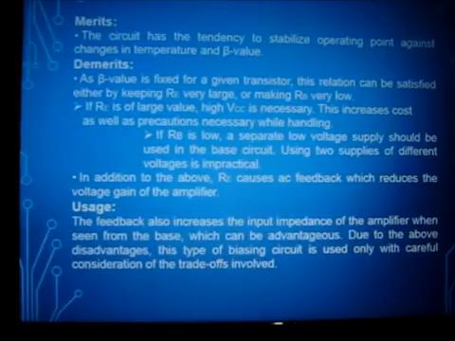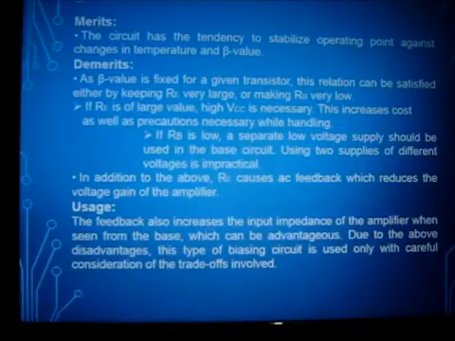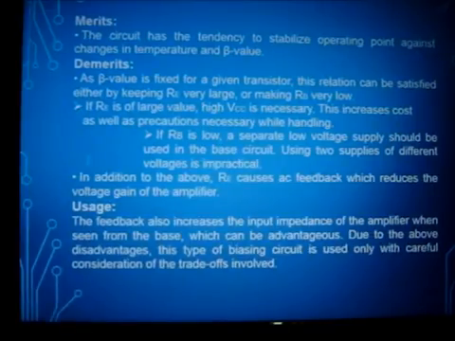Now it also has some uses, like the feedback increases the input impedance of the amplifier when seen from the base, and it is the main advantage of it. Due to the above disadvantages, this type of biasing circuit is used only with careful consideration of the trade-offs involved. Means with some limited values of RE and RB we can use it.